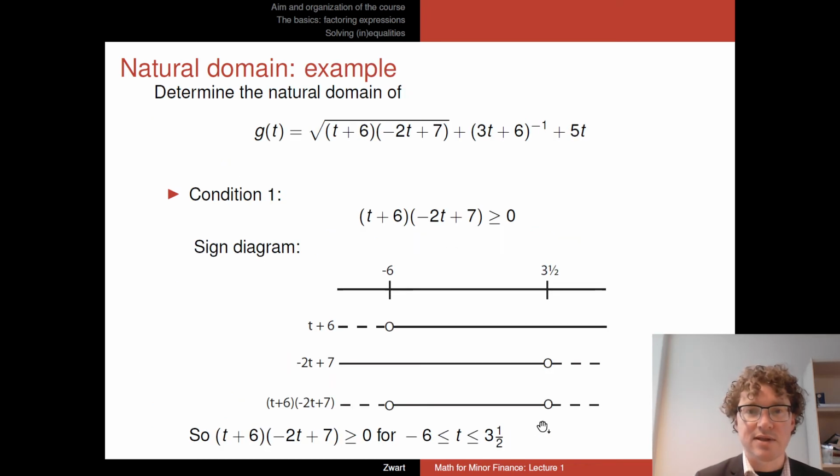So let's have a look at an example. The example here is the natural domain of this function g, g as a function of the variable t. It's given as the square root of this particular expression, t plus 6 times minus 2t plus 7, plus 3t plus 6 to the power minus 1, plus 5 times t. I'll get back to what that means. So let's do that on paper.